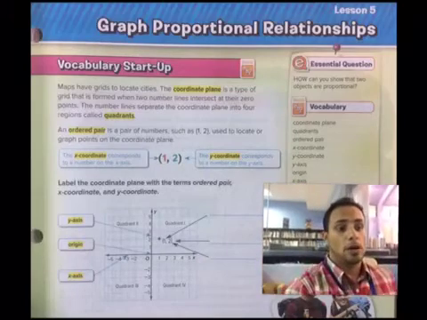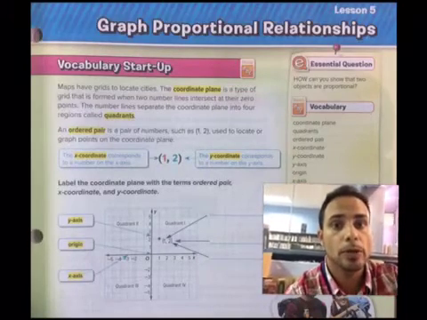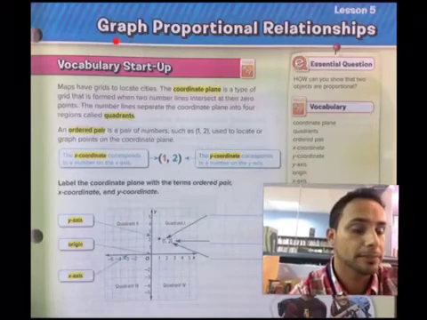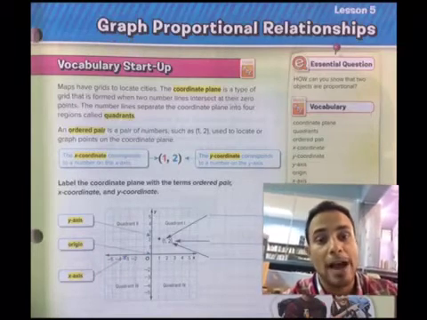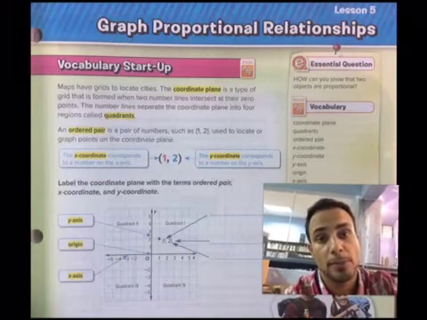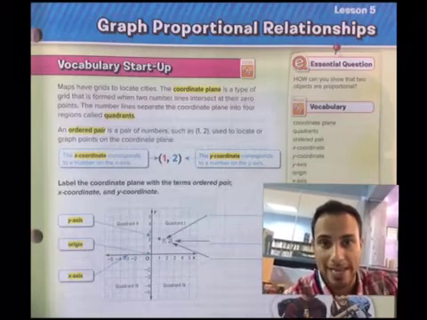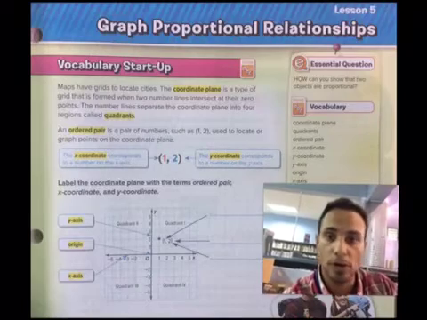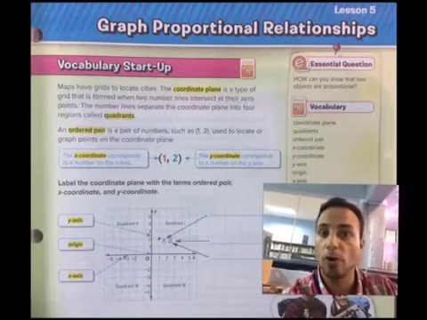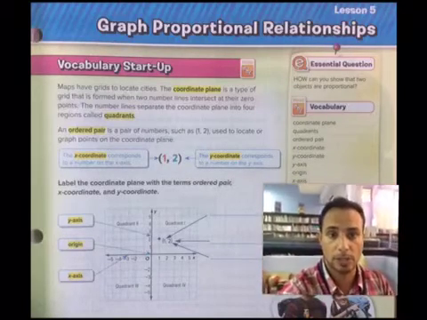Hello boys and girls, and welcome to lesson 5 from chapter 1. We're going to be looking at graphing. Today we're going to graph proportional relationships. Remember that proportional relationships are numbers that increase at the same rate. They may increase by 4s and they'll always continue to increase by 4, or they may increase by 10 and they continue to increase by 10.